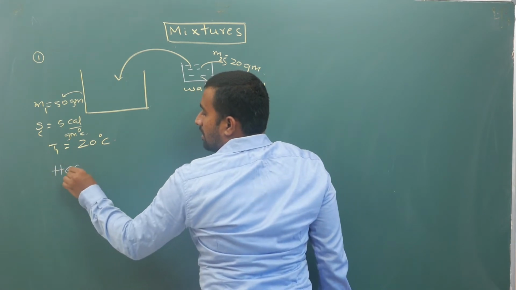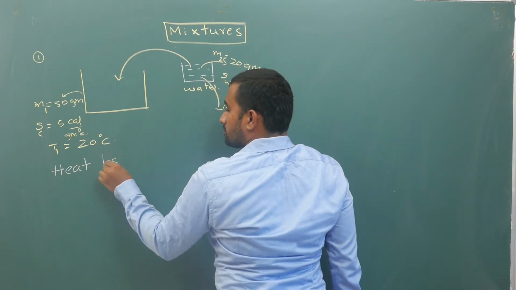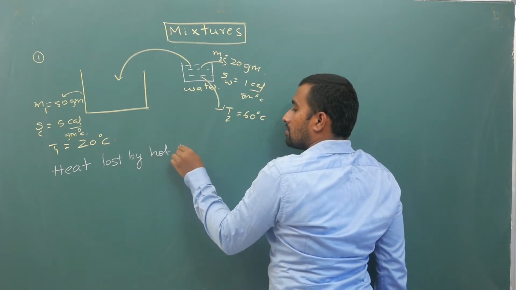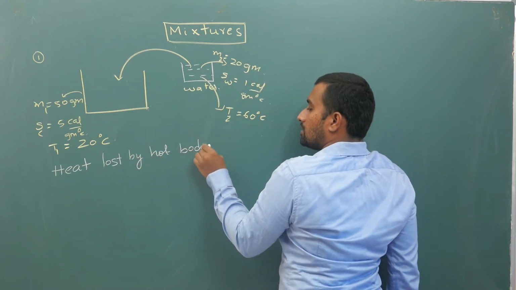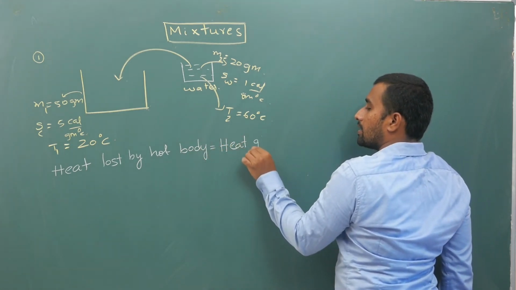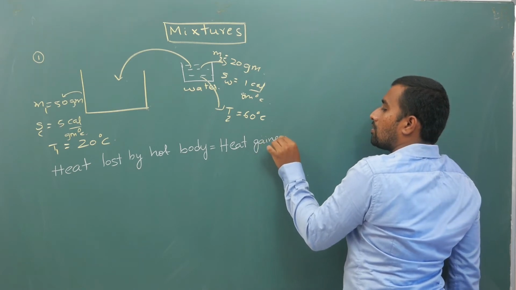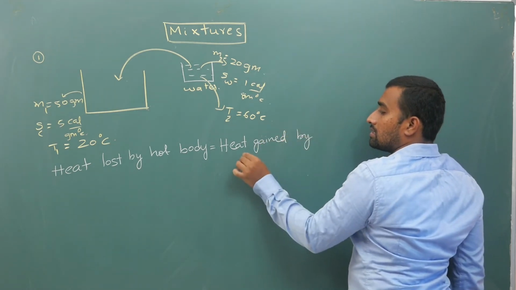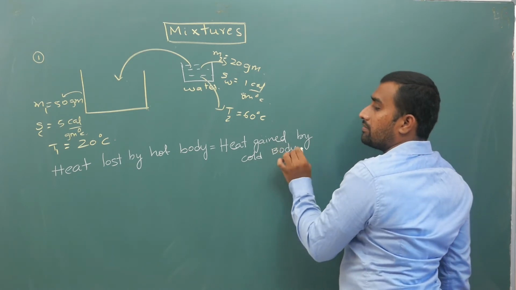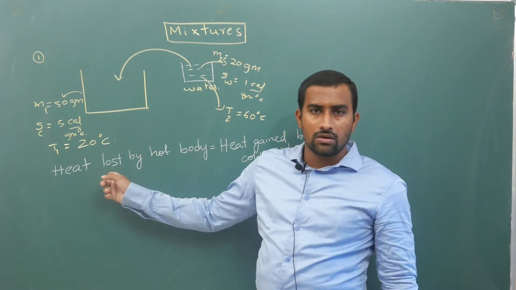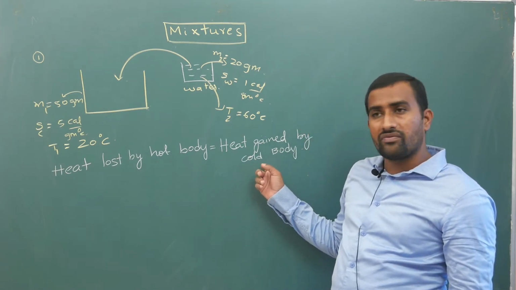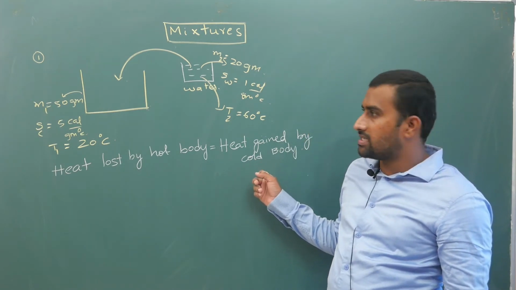So in this scenario, if I try to apply the principle of calorimetry, what the principle of calorimetry says is heat lost by hot body is equal to heat gained by cold body. So this is your principle of calorimetry. As I have discussed, loss means you have to take initial minus final, and in case of gain, you have to take final minus initial.